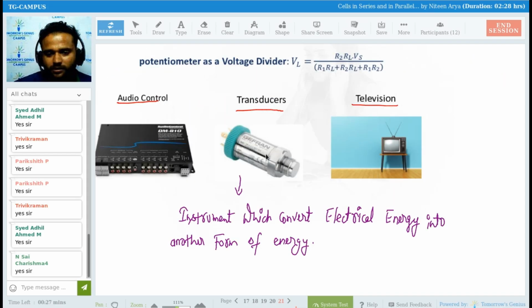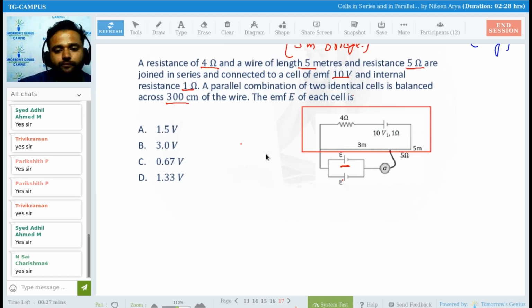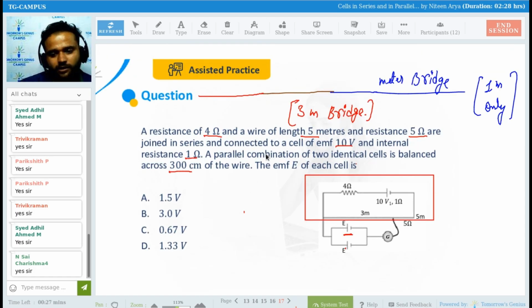I mean, I can teach you without that also. So this question can be easily solved with the help of potentiometer knowledge. Now, how so, why so? We need to find the EMF of a cell, and the EMF of both the cells are equal, because the cells are identical. We have the resistances: 4 ohm, 5 ohm, and 1 ohm. In total, everything is in series, 4 plus 1 plus 5, 10 ohm resistance.